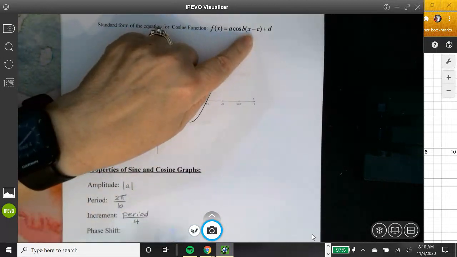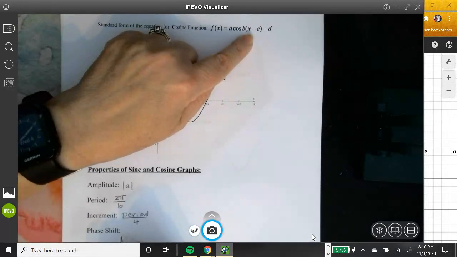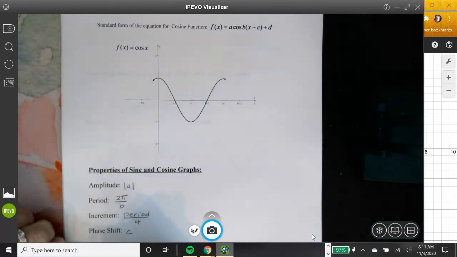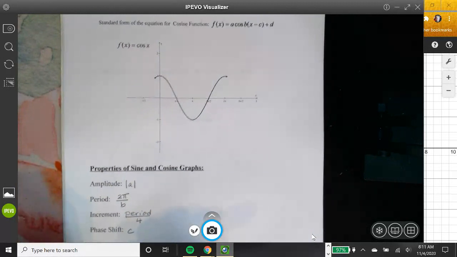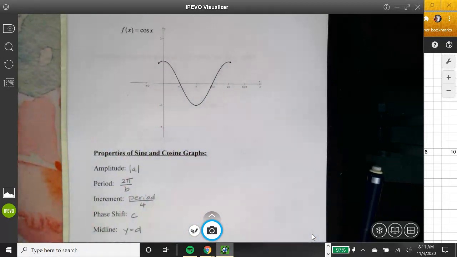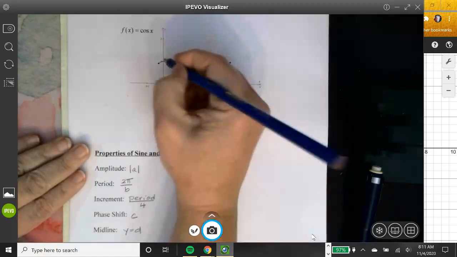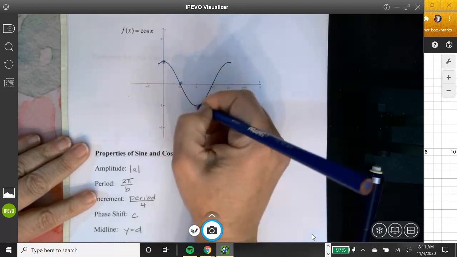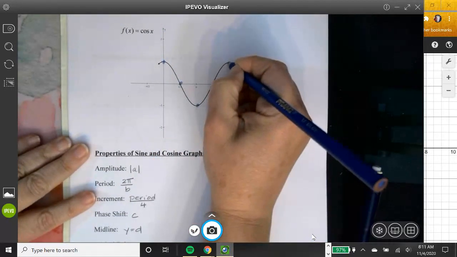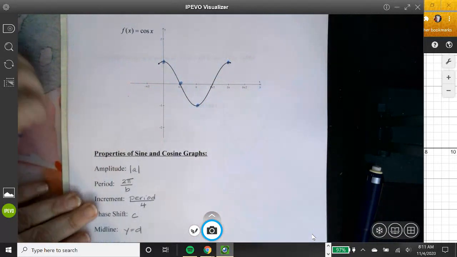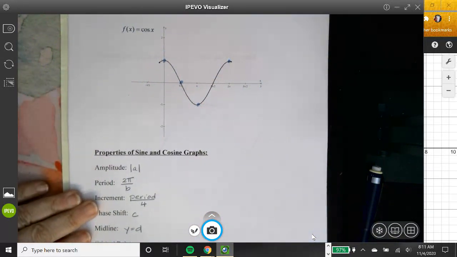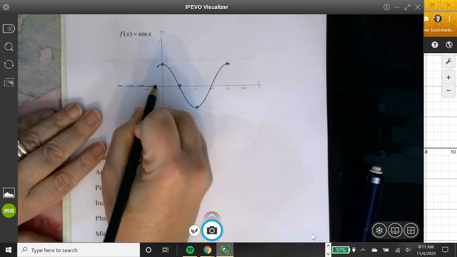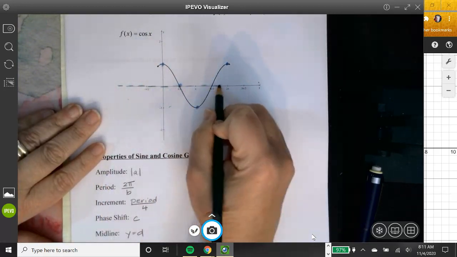The phase shift is going to be the horizontal shift from the y-axis, and that's going to be C in this case. The midline will be y equals D. And the critical points, now let's label the critical points here. That's when you are on the midline or at a maximum or a minimum. And the midline in this cosine curve, let's graph that. The midline here, the plus D here is 0. So the midline on this curve is 0.